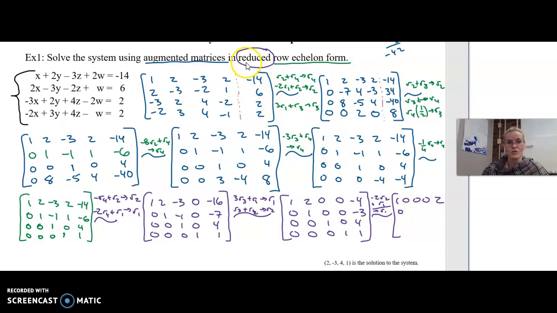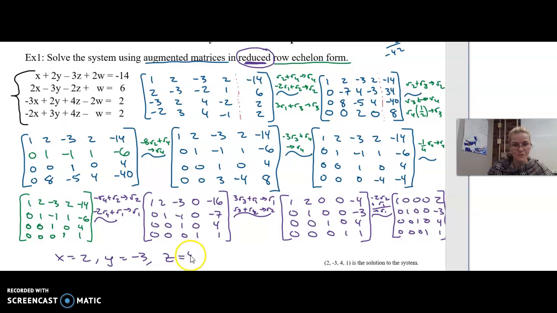And so now in reduced row echelon, it's when you've basically got the identity matrix in your coefficient side. Notice I've got my identity matrix there. And then all your solutions are listed at the end. And so what is the solution to this system? Again, x is going to be 2, y is going to be negative 3, z is going to be 4, and w is going to equal 1. Or you could write it as the nice ordered quartet there. So that's example 1 worked out in all of its beautiful glory.